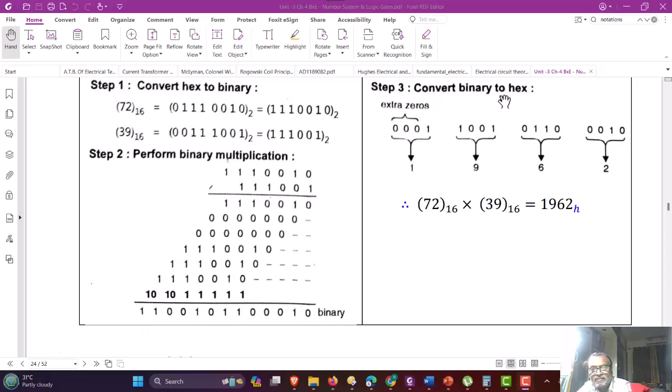That can be converted back to hexadecimal form by the simple method we have already studied, binary to hexadecimal conversion. We will group the binary number in subgroups of 4 bits each, and for each group we will write the corresponding hexadecimal digit. So the last group 0010 corresponds to 2, 0110 corresponds to 6, 1001 corresponds to 9, and 0001 corresponds to 1. So 1962 is the corresponding hexadecimal number.